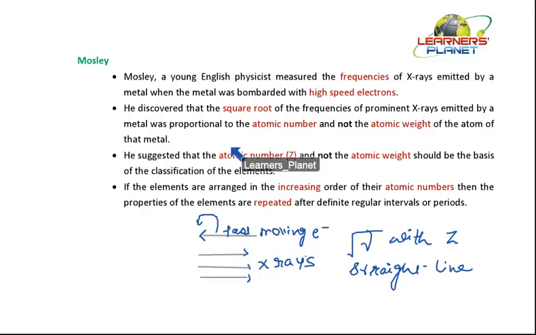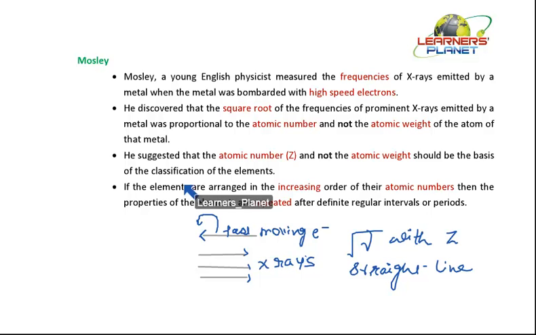Now what can be concluded from here? That the properties of an element or an atom are determined by its number and not by its mass. So he suggested that the atomic number Z, and not the atomic weight, should be the basis of the classification of the elements. He discovered that emitting X-rays is one of the properties of the metal, and that it depends on the atomic number and not the atomic mass, by plotting a graph between the frequency and the atomic number, or the frequency and the atomic mass.